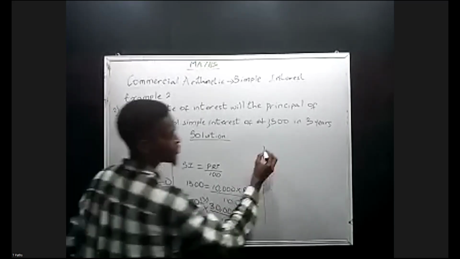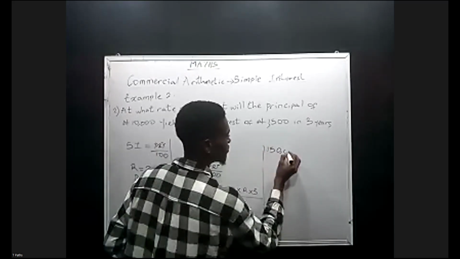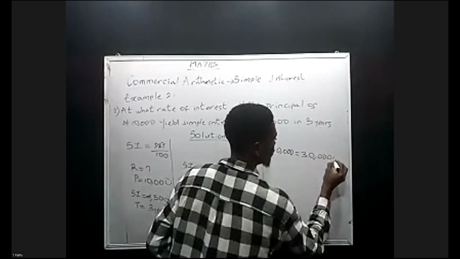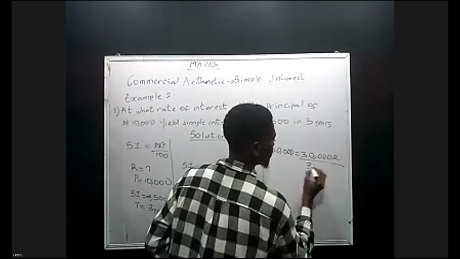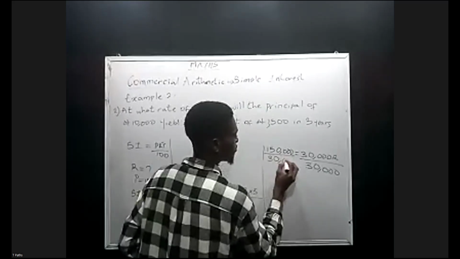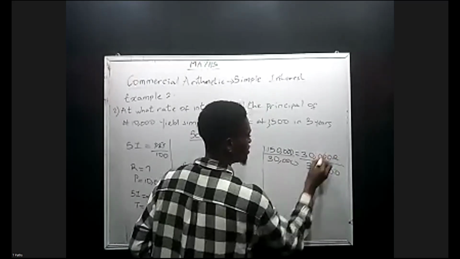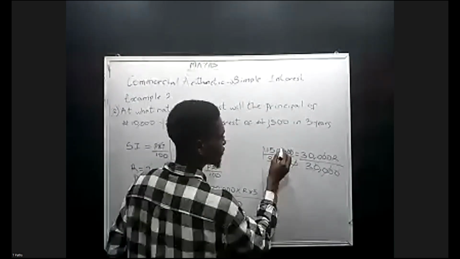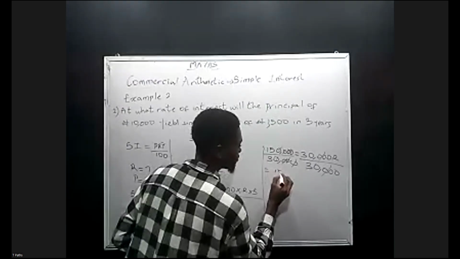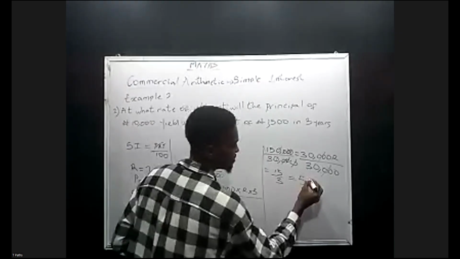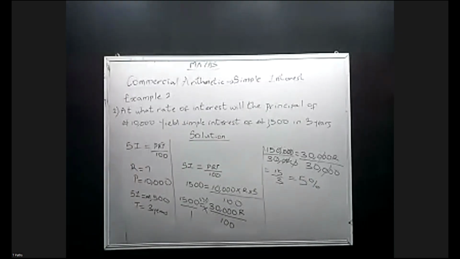Multiply by 100, 50,000. Let's say this is equal to 30,000 R. Divide both sides by the coefficient of R. This, we cancel this. And 1, 2, 3. All right, so we'll be left with 15/3. 15 divided by 3 is 5. So our rate is going to be 5%. Is it clear? Yes, sir. It's clear.